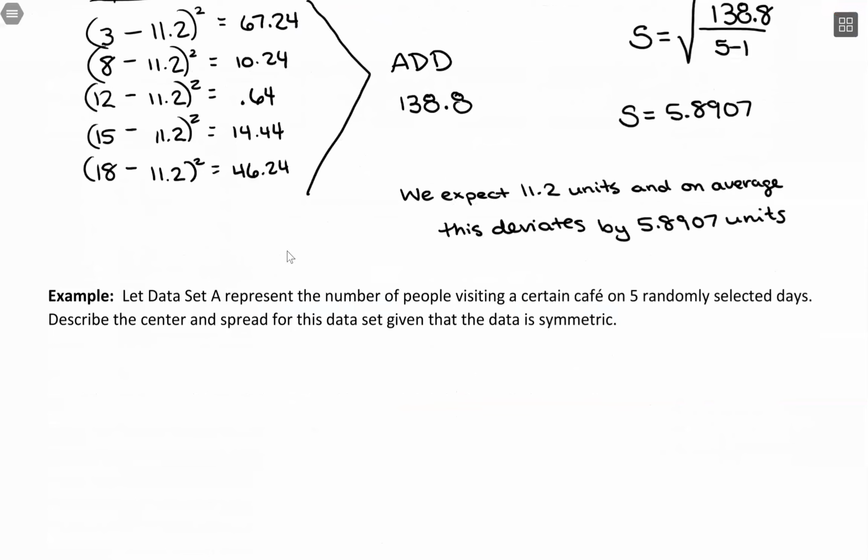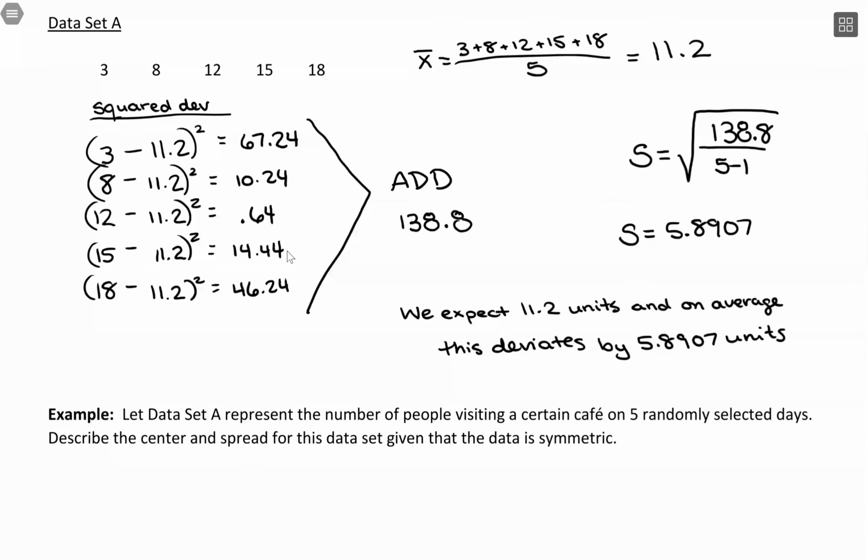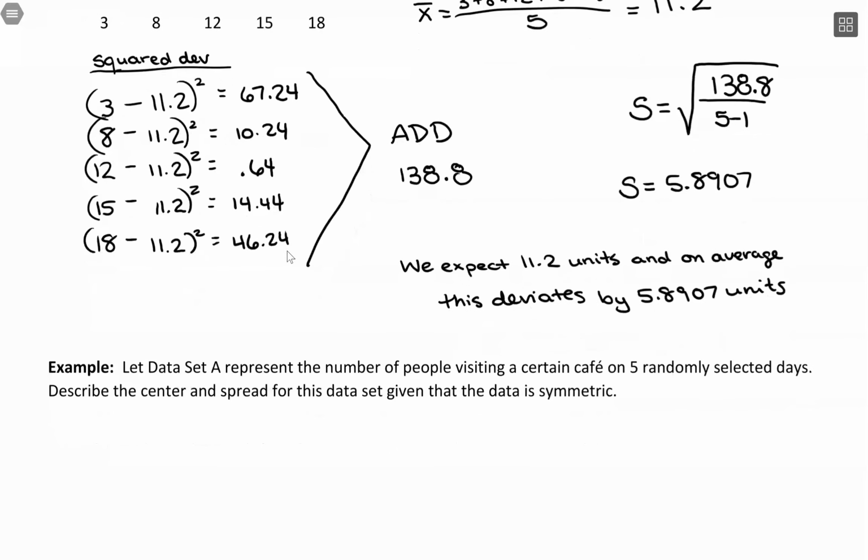Just one last little piece here. If we did add context to this, so let's say this is collecting the number of people visiting a certain cafe, meaning one day there's 3 people, one day 8 people, one day 12 people, so on and so forth. So we get a little context. Then what we could say is the cafe can expect about 11 people. I'm going to round to whole numbers here since people is usually a whole number. Can expect about 11 people.